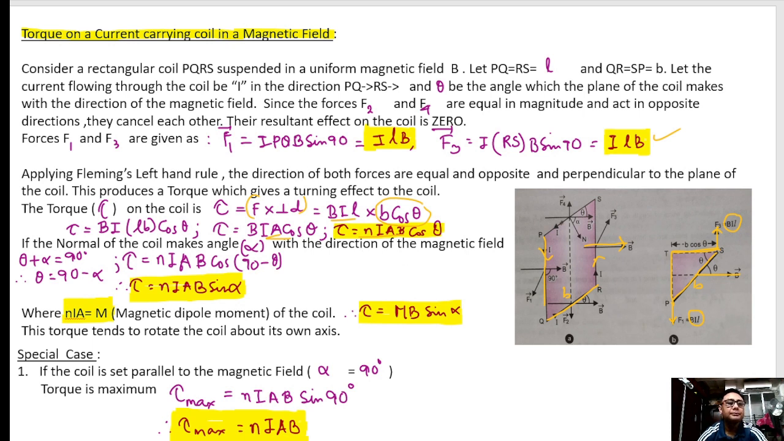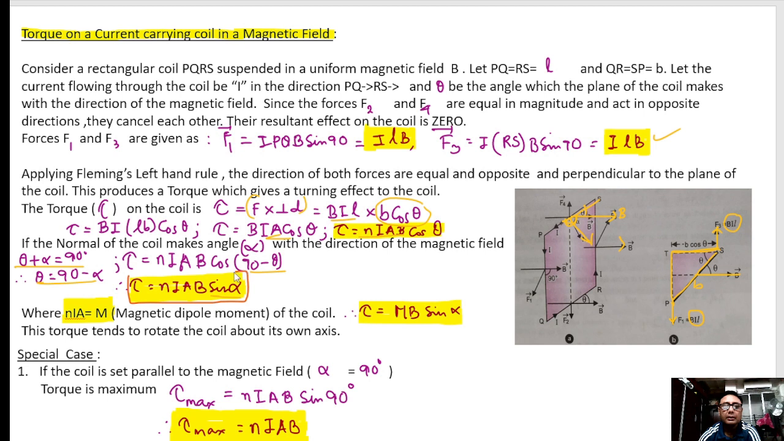Now please watch one more important point. This is the normal to the coil. This is the magnetic field B making angle theta with the plane of the coil. Let this angle be alpha. Now we know this angle is 90, so alpha plus theta should be 90. That means theta is 90 minus alpha. So instead of theta, we can write 90 minus alpha, and cos of 90 minus alpha will become sin alpha. So this is one of the most important formulas of torque.